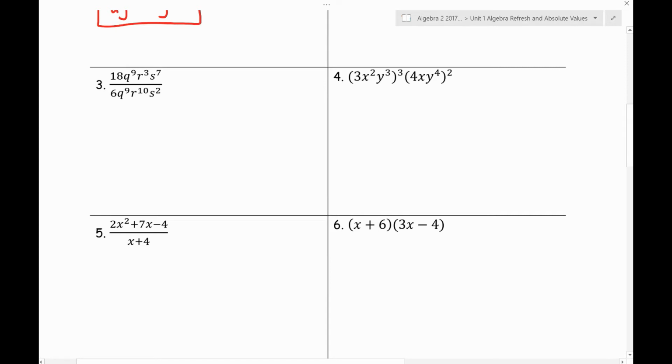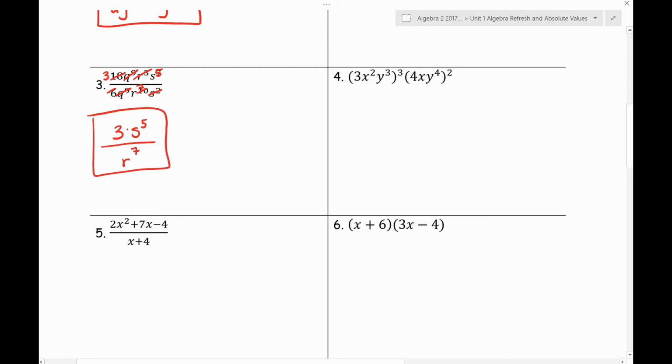If you feel that I'm going too fast, feel free to pause the video and rewatch it as need be. Okay, so we're going to divide 18 and 6. Those divide nicely. It gives me 3. Q to the 9th divided by q to the 9th reduces to 1. R to the 3rd divided by r to the 10th leaves me with r to the 7th in the denominator. Okay, and s to the 7th power divided by s squared leaves me with s to the 5th. So my new simplified monomial gives me 3 times s to the 5th all over r to the 7th.